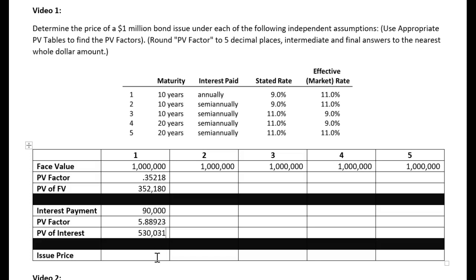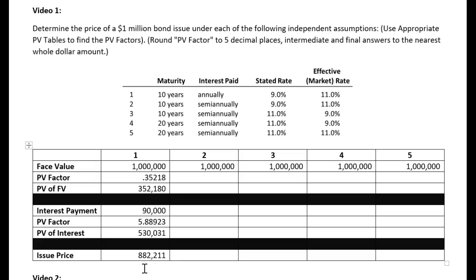Now, step 3 in that process is to simply add the two together. So we're going to take the 352,180 right here, the PV of the face value, and add that to the PV of the interest. So we're going to say plus 530,031. And when we do that, that gives you 882,211.